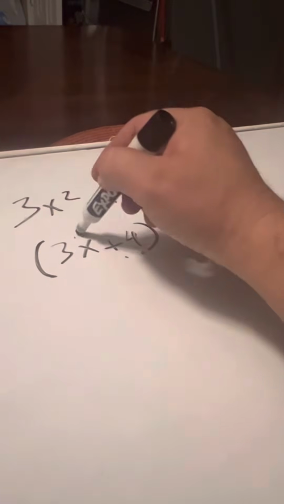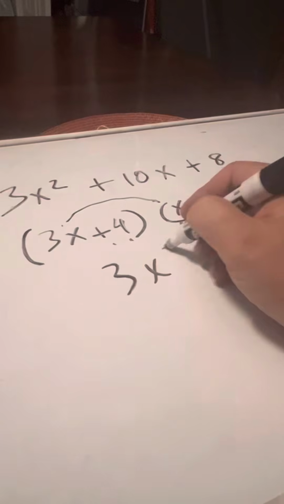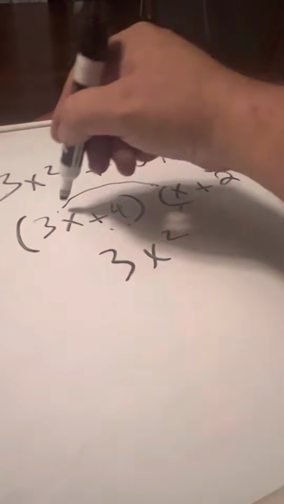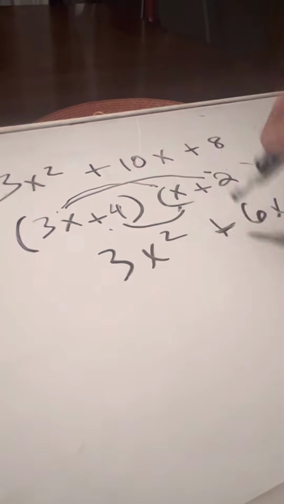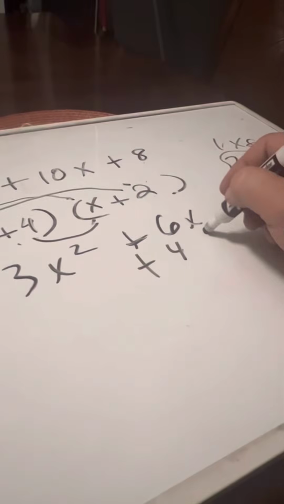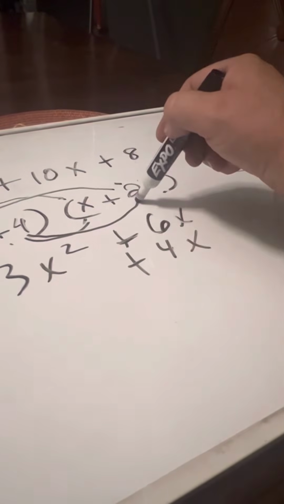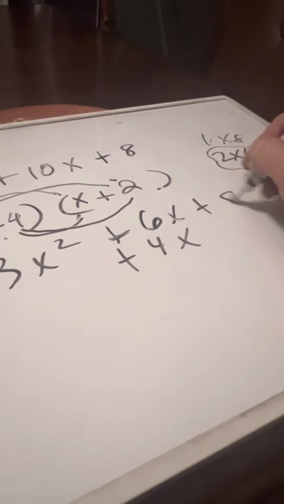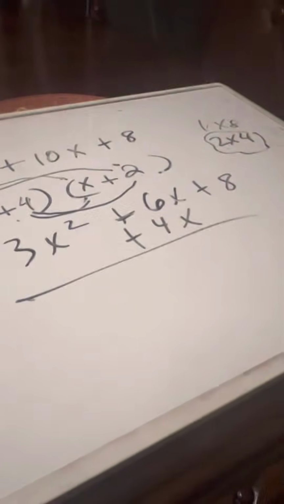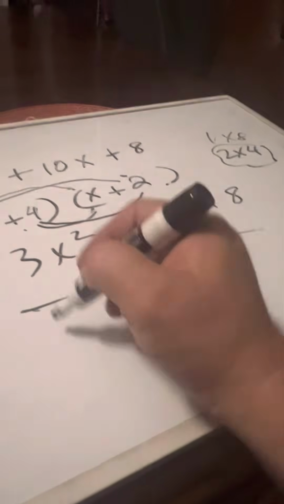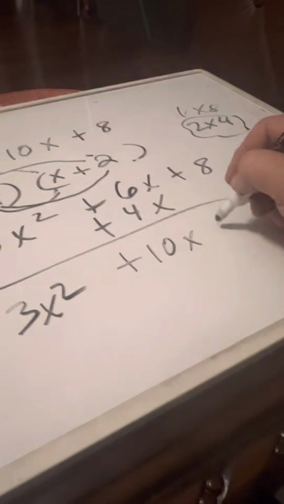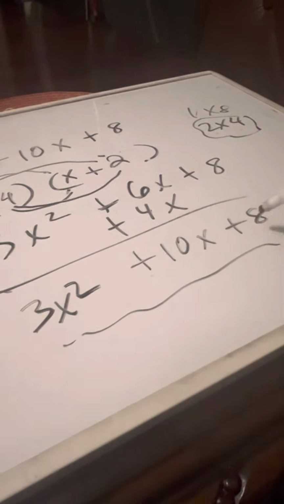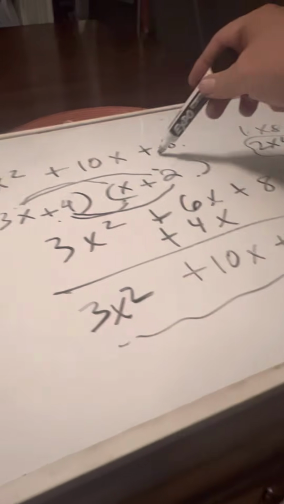We know that 4 times 2 is 8. Okay, so let's distribute: 3x squared, and then 3 times 2, you have to take it over there, plus 6x, and then do the bottom, plus 4x, sorry. Okay, and then take your 4 and run it over to there: 4 times 2, plus 8, like that. Now you can see that you have 3x squared, add those together, plus 10x plus 8. Okay, that is that. 3x squared plus 10x plus 8, done.